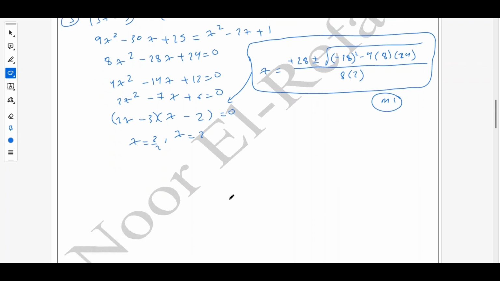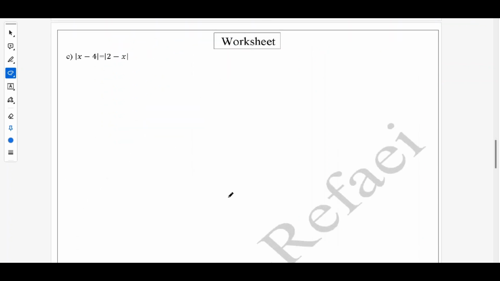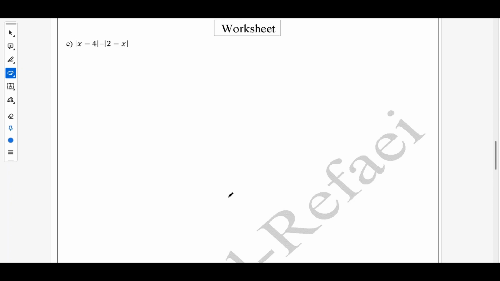Let's move to another example. Pause the video for 4 to 5 minutes. Try to solve this part by using any of the three methods, but I do advise you to use method 2 or 3. Then check your answers with mine. Welcome back. Did you solve this one?